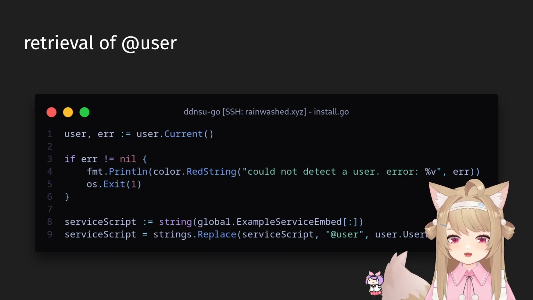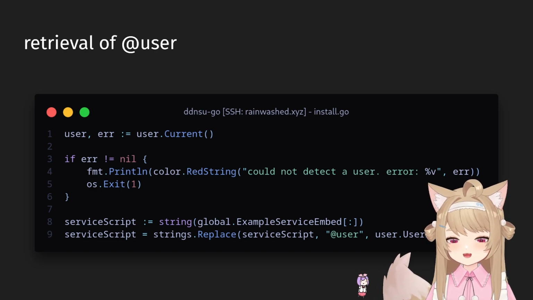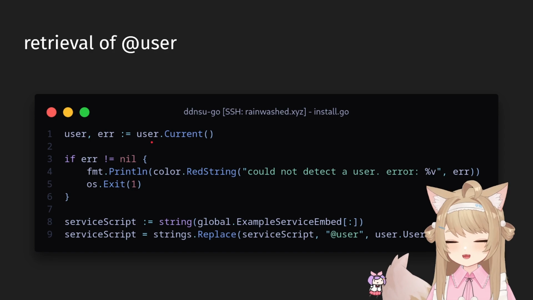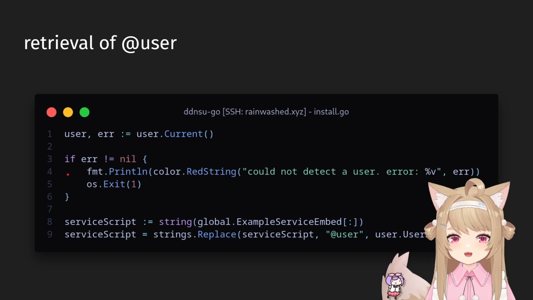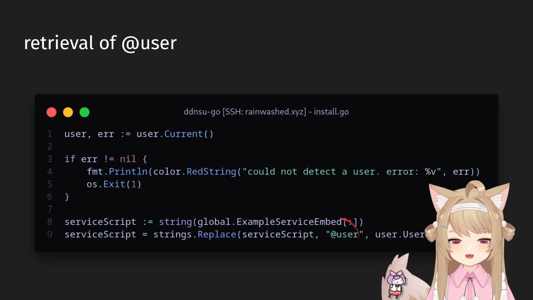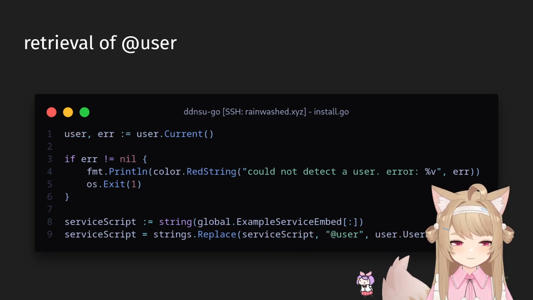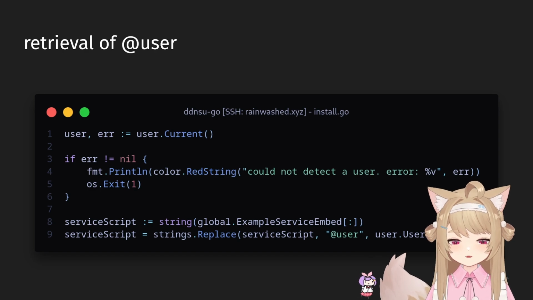And what we do is we check what the current user is, and see whether or not we had an error retrieving that. Because if there was an error, then obviously we don't know what that user is. But most of the time it will be fine. And then we just take the example service embed, which I'll talk about later, and we replace the @user instance with the username of that user, and -1 saying that we will replace all instances of it.